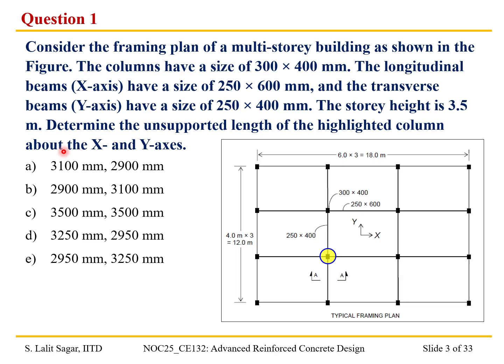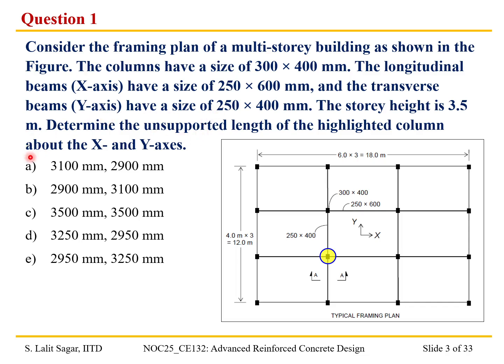Okay. So the important term over here, I would say, is the term about. Okay. So I'm not asking what is the unsupported length along the x-axis. I'm asking about the x-axis. Okay. That is, if it were to bend about the x-axis, okay, that is along this direction. So about x-axis means along y-axis, and about y-axis means along the x-axis. Okay, so we need to determine the unsupported length of the highlighted column about the x-axis and the y-axis.